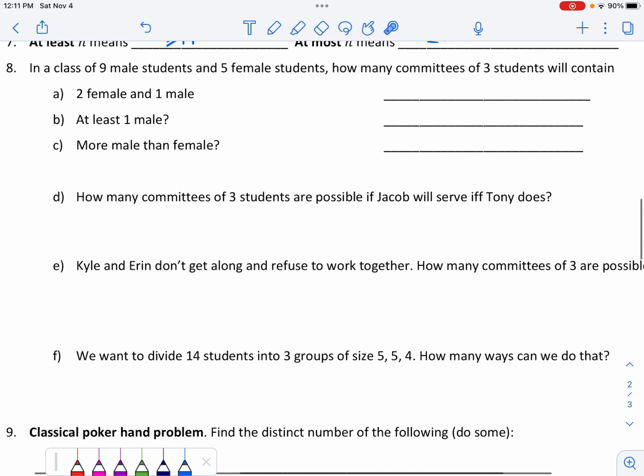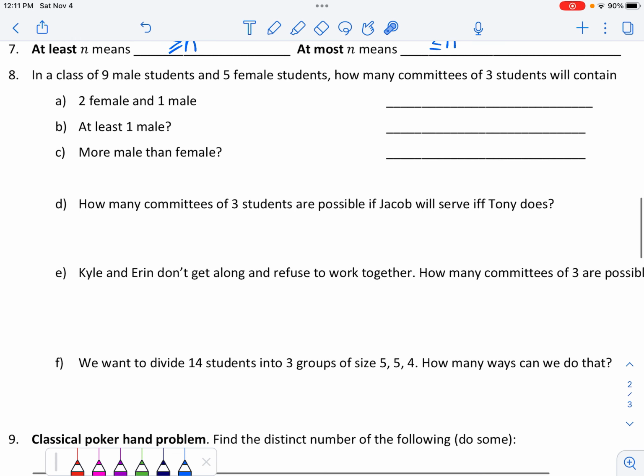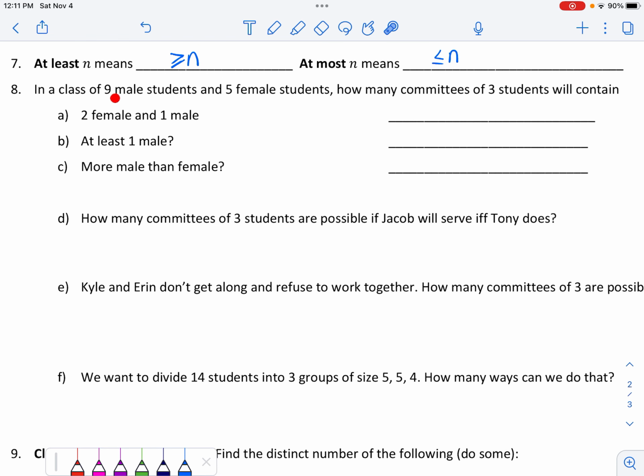Now let's take a look at the next type of problem, which is one step further compared to the previous problem. Here we not just say how many persons, we actually have two categories of person. One is male, the other one is female. Suppose we have 9 male students and 5 female students in the class. How many committees of 3 students can be chosen that will contain 2 female and 1 male? Okay, 2 female and 1 male.